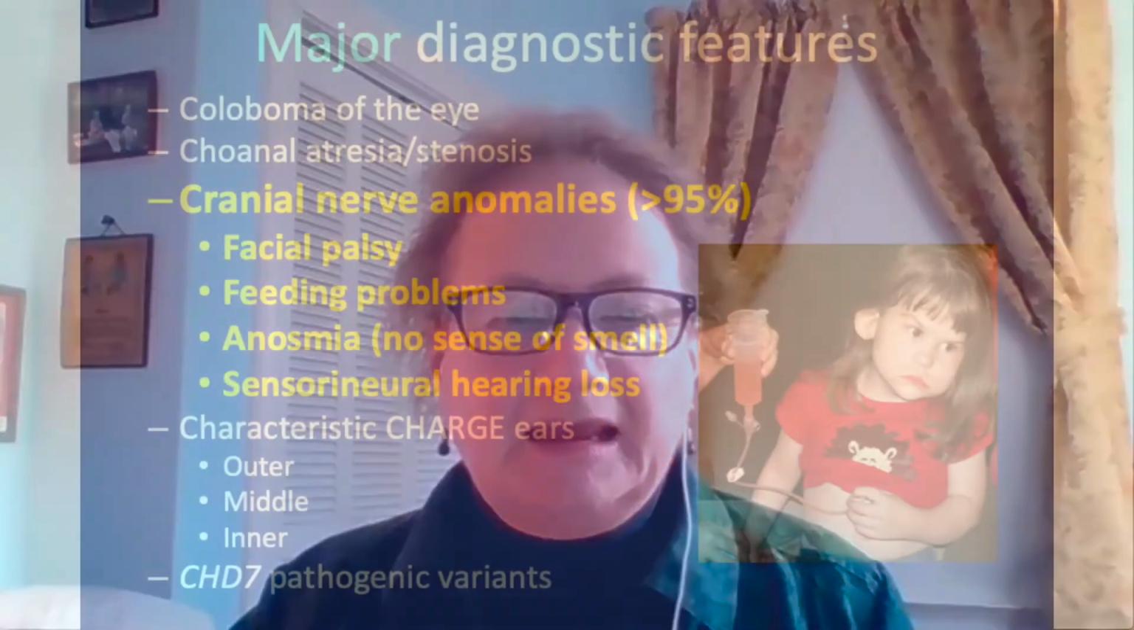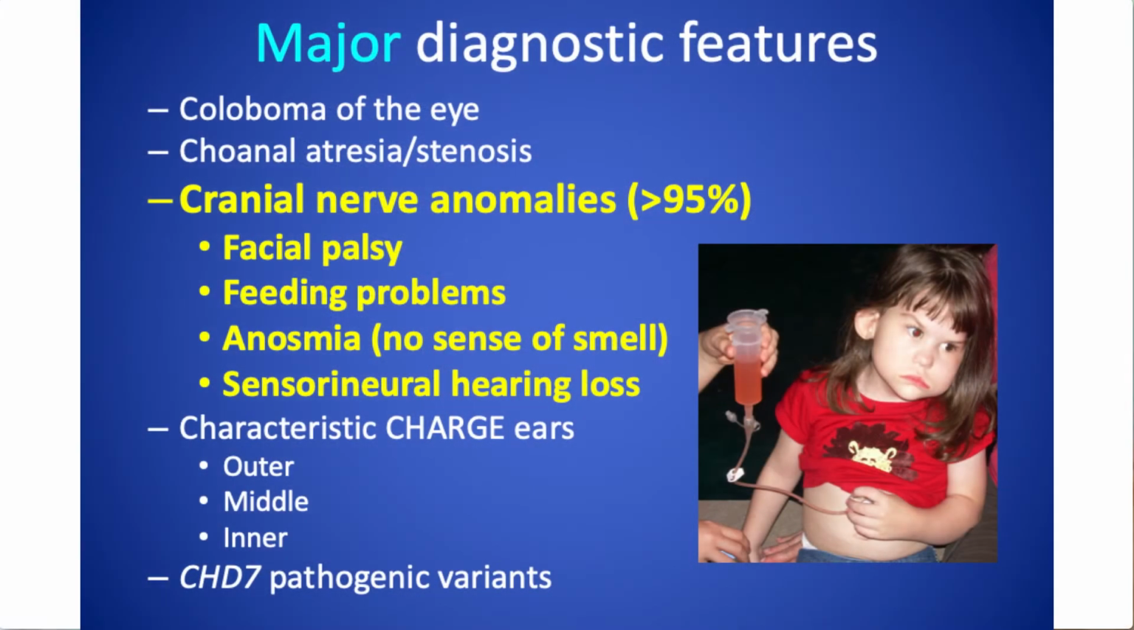The third of the major diagnostic features are the cranial nerve anomalies. And this is a whole set of features. And if we take all of them together and say who has at least one of these, more than 95% of people with CHARGE have some kind of problem with at least one of their cranial nerves. And these can cause problems with facial palsy, feeding problems, anosmia, that is no sense of smell, and sensorineural hearing loss.